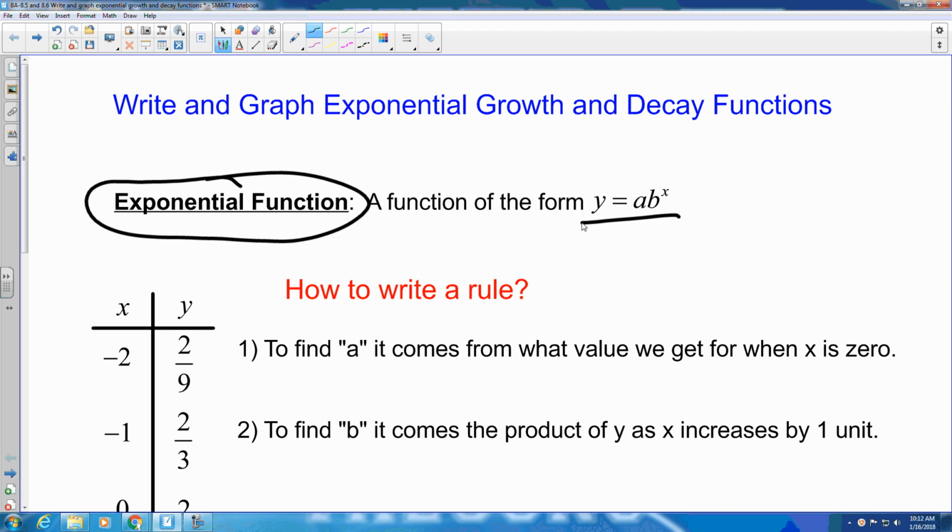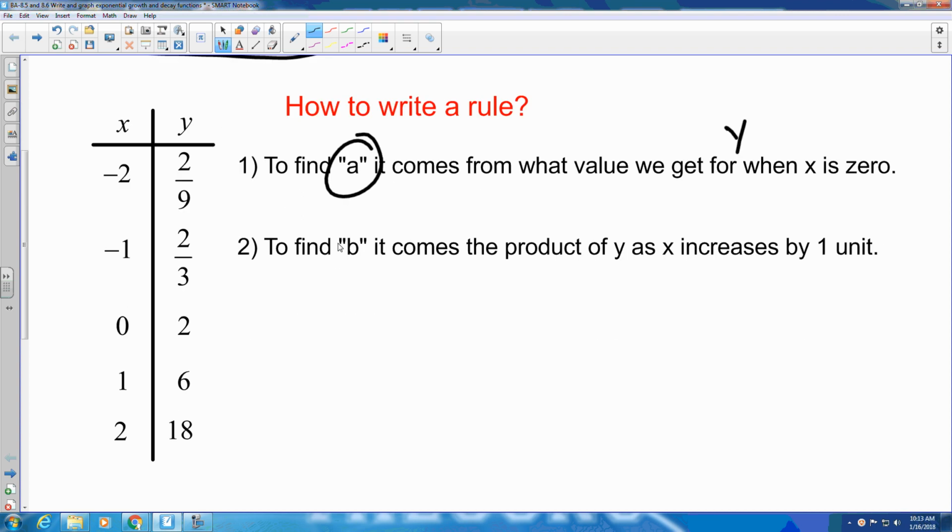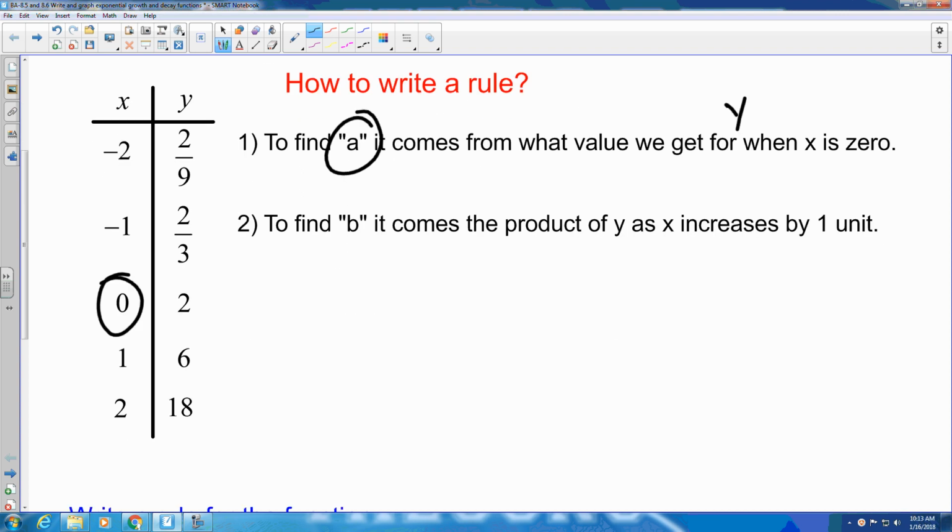Okay, so the first thing we have to do is be able to write a rule for the exponential functions. And here is how we do it. First step is we must be able to find a in the function. To find a, it comes from the value we get for y when x is 0. So if we look at the chart here, x is 0 right here. We look at what y is, 2. So that means in this particular chart, a is going to equal 2.